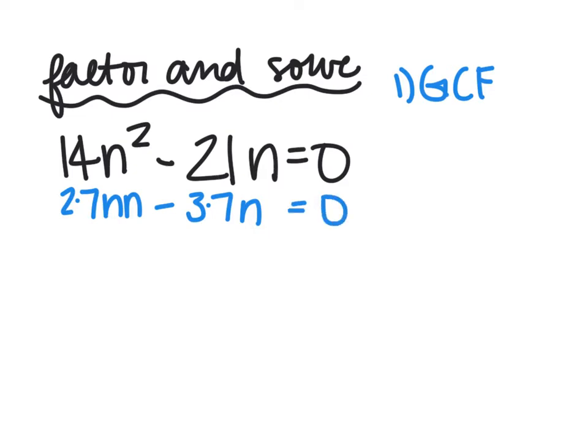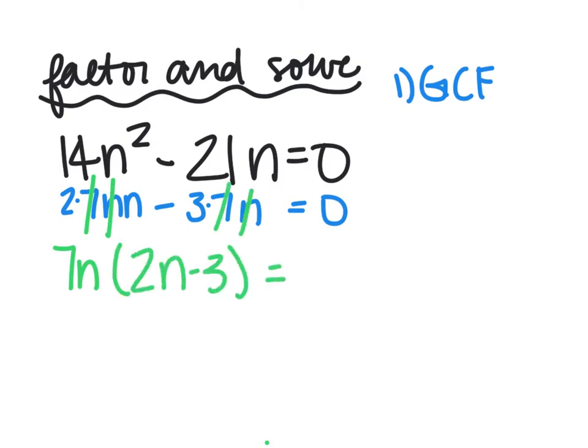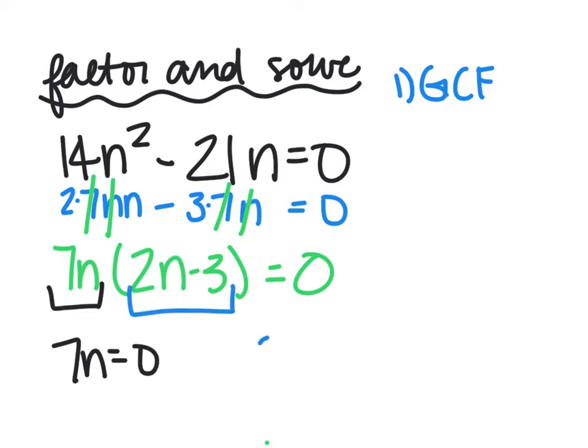Equals 0. Well, there is a greatest common factor. They both have a 7 and an n in there. So I'm going to take out the 7n, and I'm left with 7n times 2n minus 3 equals 0. Well, when I'm solving this, I'm looking at the first piece and setting it equal to 0, and I'm looking at the second piece, and I'm setting it equal to 0, and I'm going to solve.